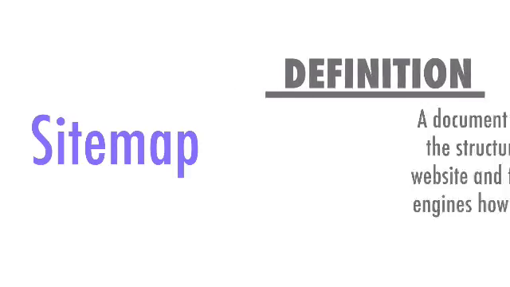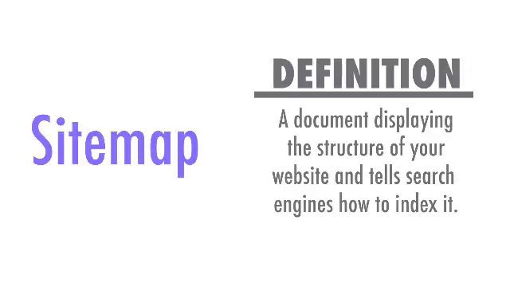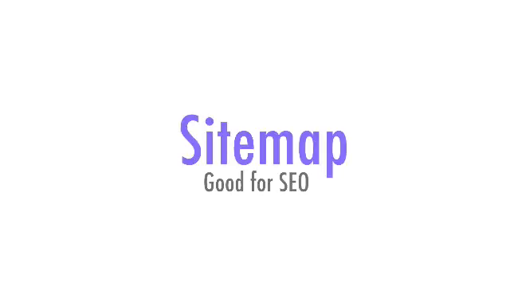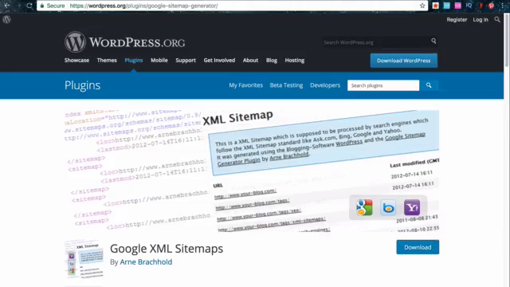A sitemap is a document displaying the structure of your website and tells search engines how to index it. Indexing is just a fancy way of describing the act of a search engine finding, searching through, and storing the information of your website. Having a sitemap is good for SEO as well as getting your website indexed faster. For this reason, I use the WordPress plugin called Google XML Sitemap, which automatically generates a sitemap URL for your website. You can still make a sitemap yourself even if you don't use WordPress or you just want a custom designed page, but I choose to use this because it's easy and fast.